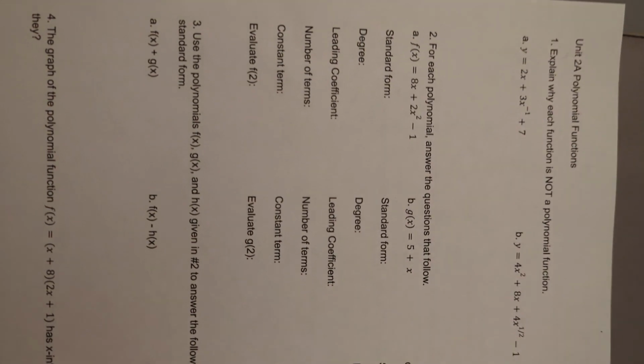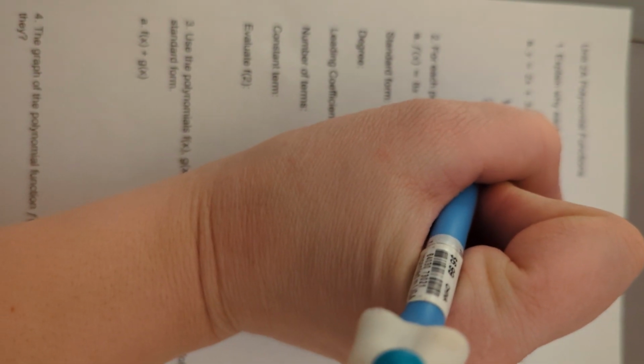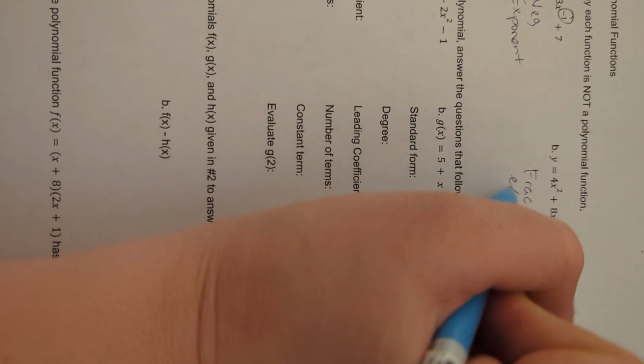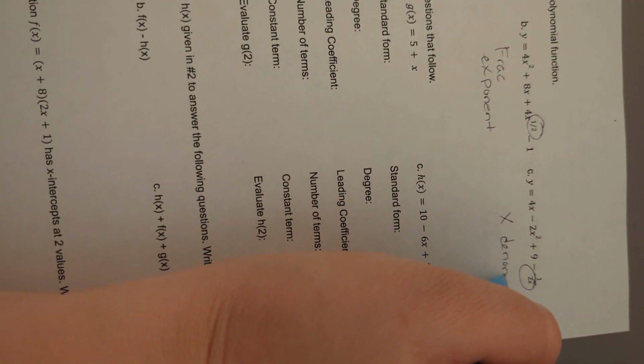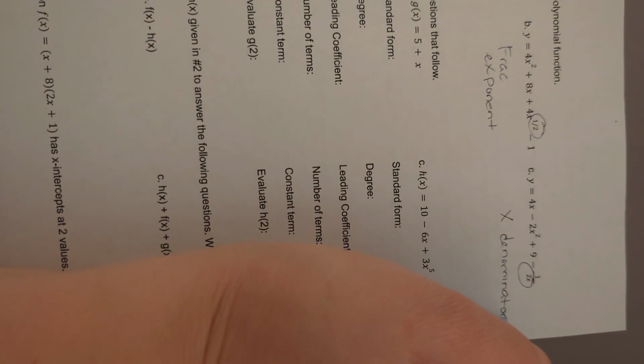All right, explain why each function is not a polynomial function. I'm just going to circle. This can't have a negative exponent. Let's see, this one has a fractional exponent. This one has x in a denominator, so that's not allowed.